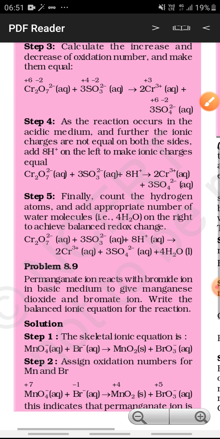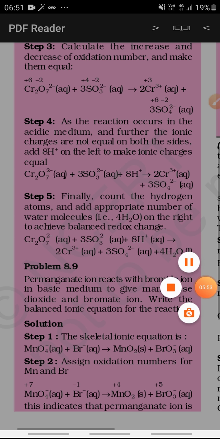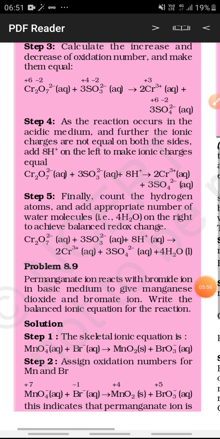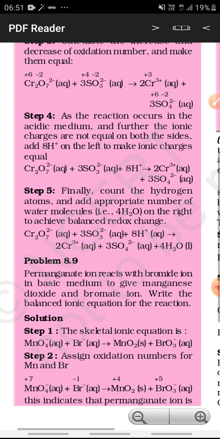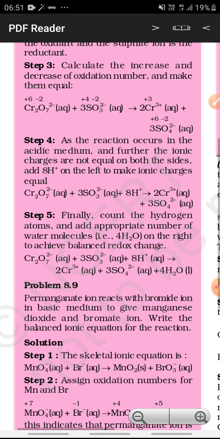Now finally we count the hydrogen atoms and add the appropriate number of water molecules on the right to achieve the balance. Now in the final step, the skeletal equation is written, and to make the number of hydrogen atoms equal, we have added 4 water molecules on the right hand side. So your equation is now balanced. This is the way how we balance by the oxidation number method.